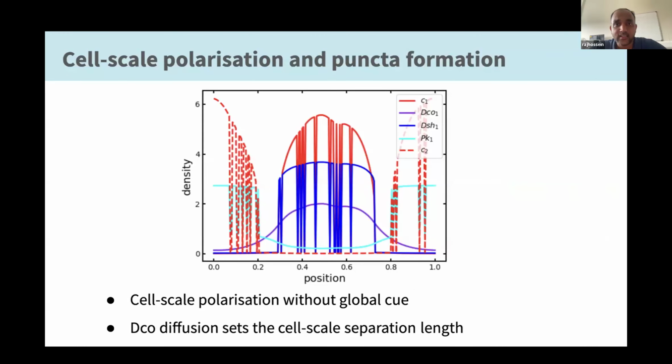So one is the cell scale polarization. What we got is cell scale polarization without a global cue. That means from a random initial condition, there is no initial bias. In all the previous models, it has been assumed that to get polarization we need some initial bias in the system, and that bias will be amplified by the feedback mechanism. But here we got cell scale polarization without any initial bias. And we realized that the DCO diffusion is actually crucial. It sets the cell length scale of this separation.